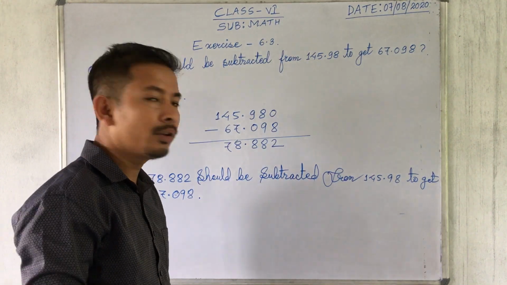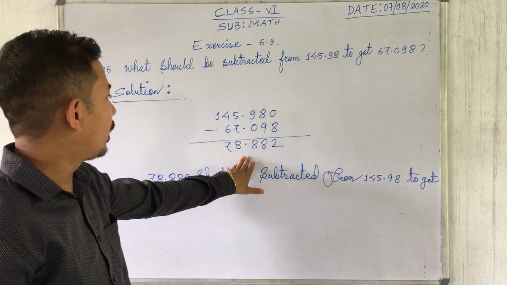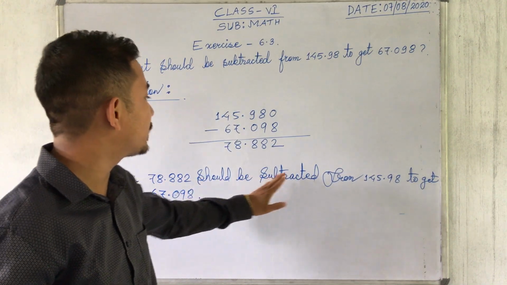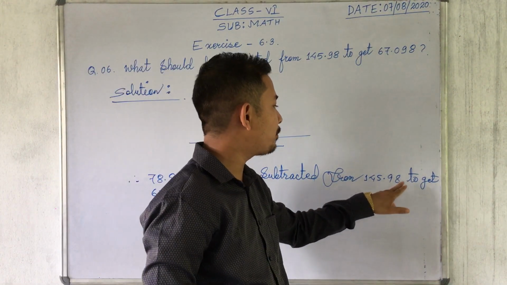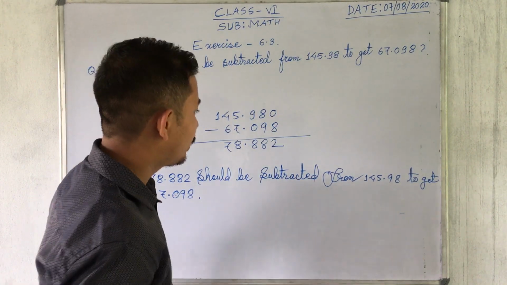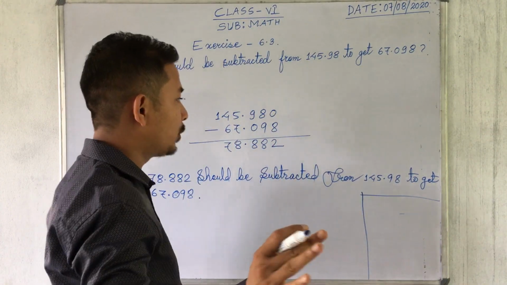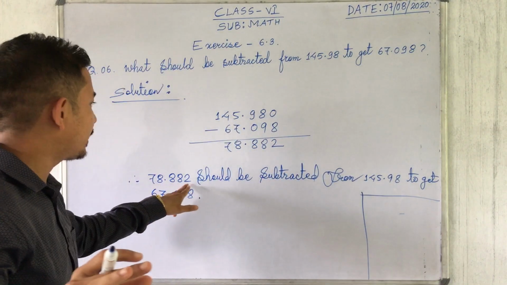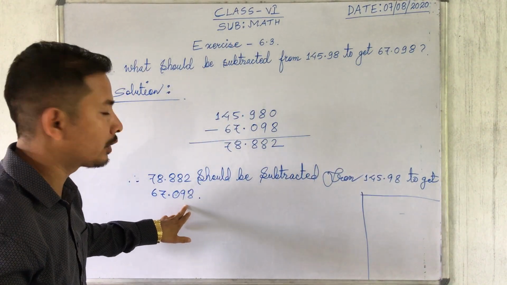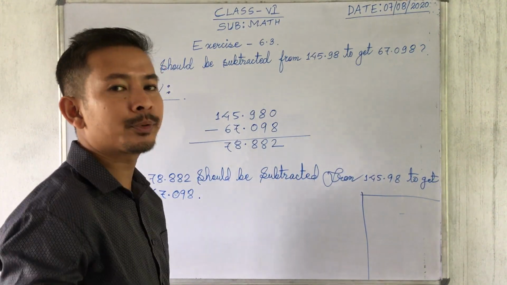We can check it also, okay? So I have written here, we have got here 78.882, right? So 78.882 should be subtracted from 145.98 to get this one. So to check, suppose we check, what will be? Now look, I am going to subtract this 78.882 from 145.98, and the answer should be 67.09 in this case. Only then it will be confirmed. Okay, this answer is absolutely right.